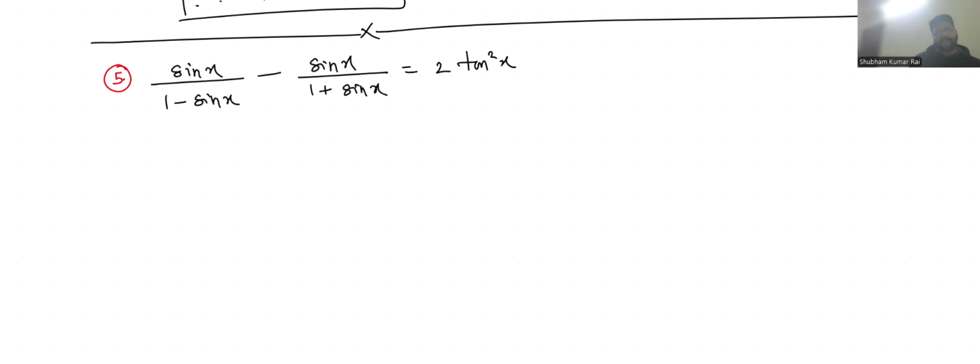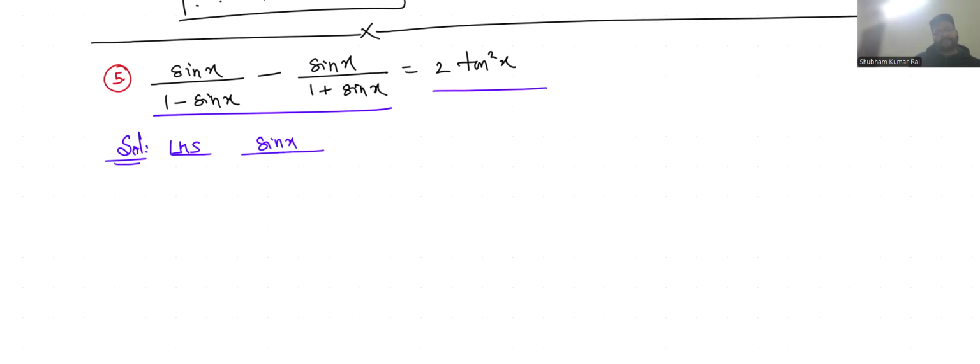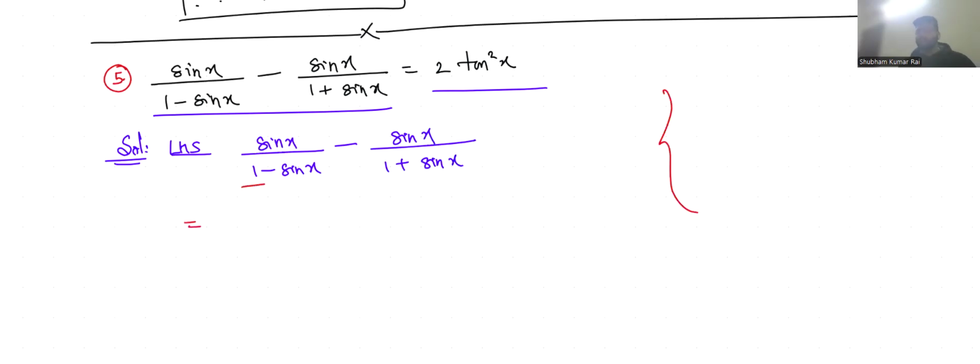So first of all, we will take the left hand side. As you know, this is the left hand side and this is your right hand side. So on the left hand side we have sin x by 1 minus sin x minus sin x by 1 plus sin x, right? So we just take the LCM of this. Here you can see that it is like a minus b and a plus b. Since we know the formula, a minus b times a plus b is what, my dear students? It is a square minus b square, right?